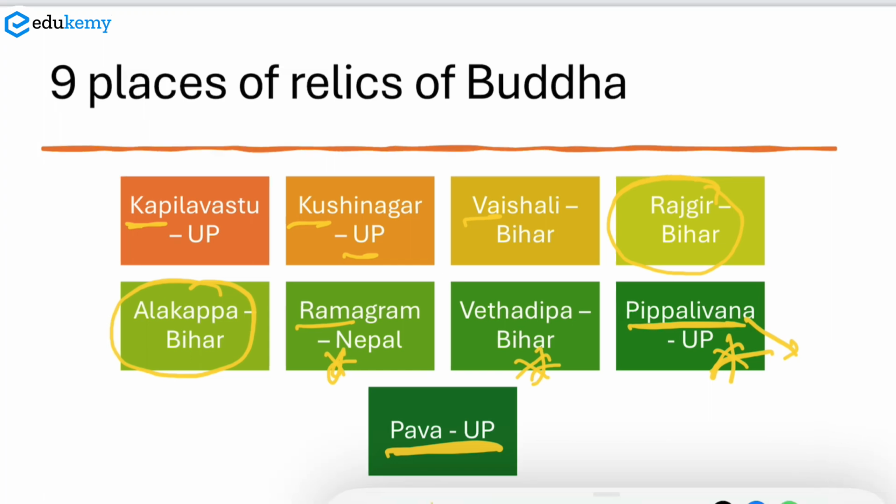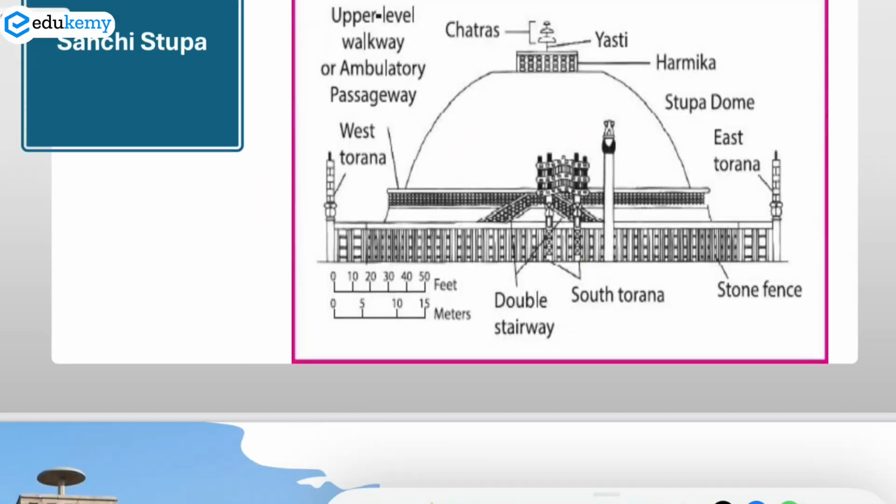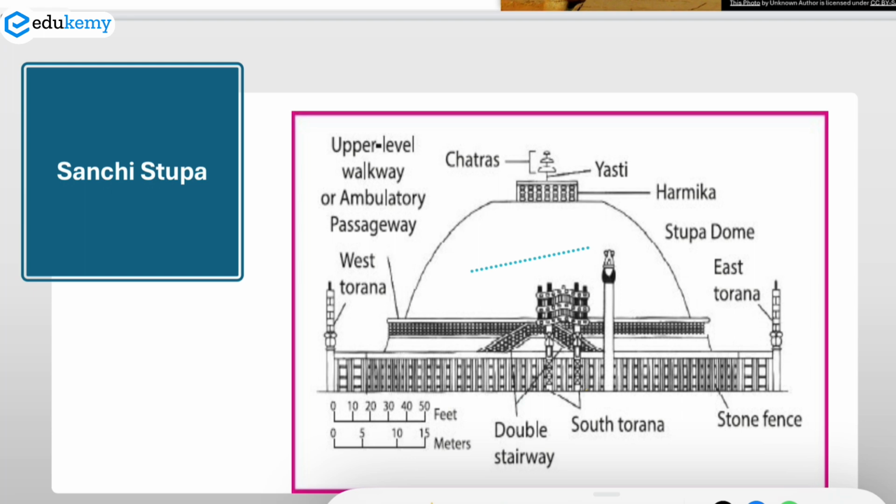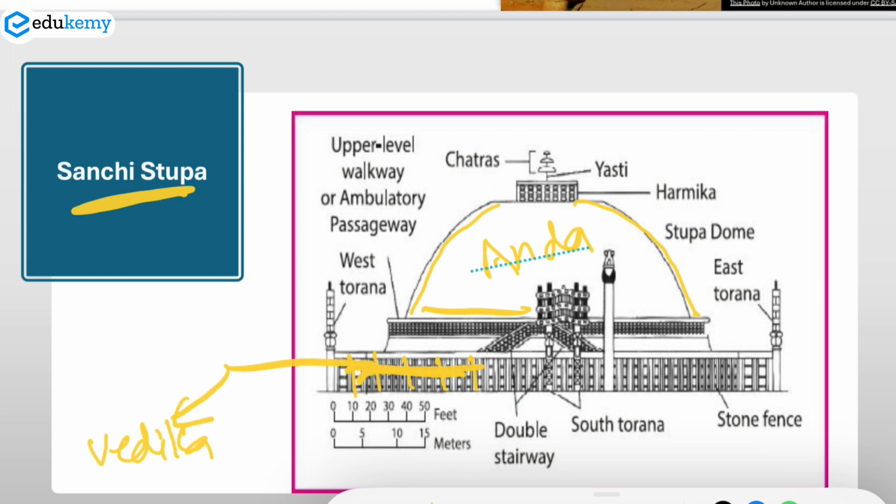Let's go to the important features of stoop now. This is a depiction of Sanchi stoop in which we are seeing different components of stoop. The middle part of this hemispherical mound of stoop is called Anda. Now, the boundary of the stoop is called Vedika. The entry point, जहाँ से आप stoop में enter करेंगे, is called Toran. They are gateways. A stoop generally has 4 gateways.